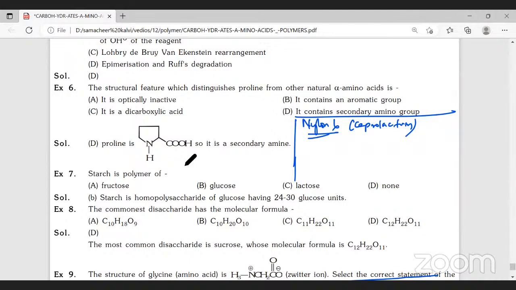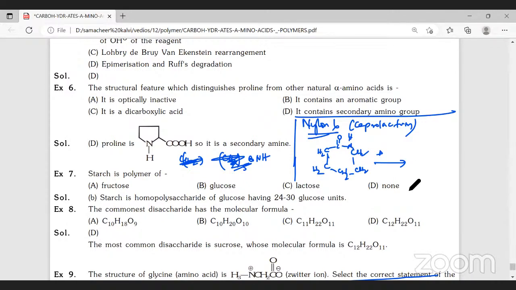Now caprolactam is CH2 five times, NH, and you have a CONH bond. I cannot write it like this, as a cyclic molecule, so we should write it like this: CH2, CH2, CH2, CH2, CH2, and we have C double bond O, and we have NH. This is the monomeric unit. This is caprolactam. When we heat this, we get nylon 6.